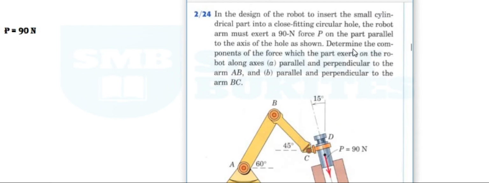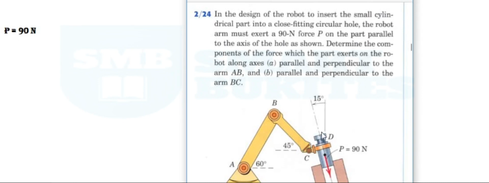Now take note of this here. What we're given in the question was the reverse of what was asked in the question. Because of that, we are going to reverse the direction of our P. Instead of facing downwards, it will be facing upwards to give us the force which the part itself exerts on the robot, instead of the force that the robot exerts on the part.